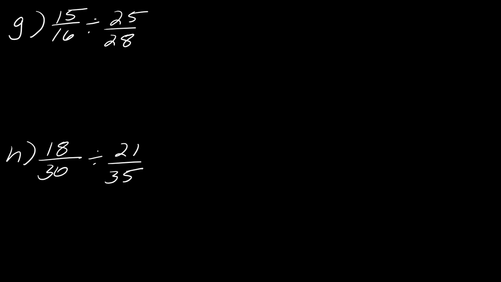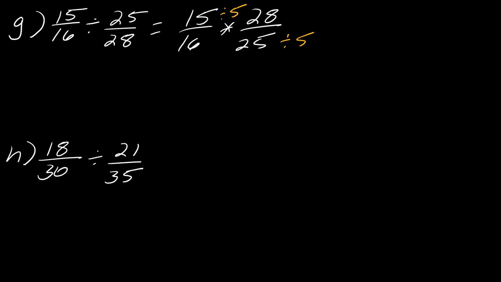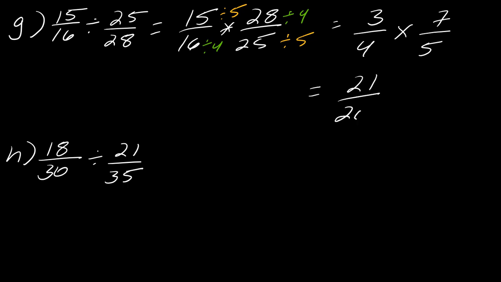Okay, so up next, I have 15 over 16 divided by 25 over 28. So I will rewrite that as 15 over 16 times 28 over 25. I can divide the 15 and the 25 by 5. And let's see, I can divide 16 and 28 by 4. So this will become 3 over 4 times 7 over 5. So that'll equal 21 over 20.